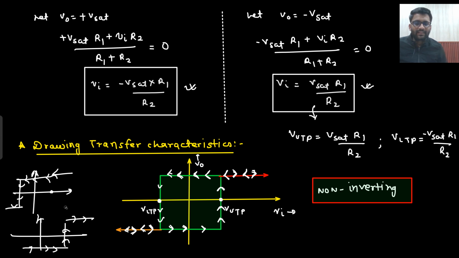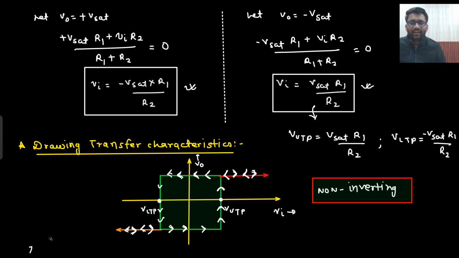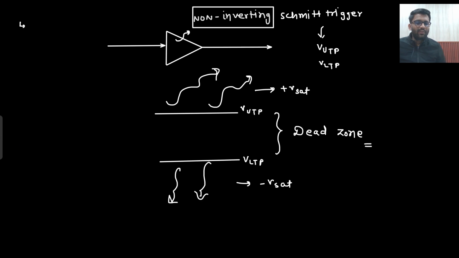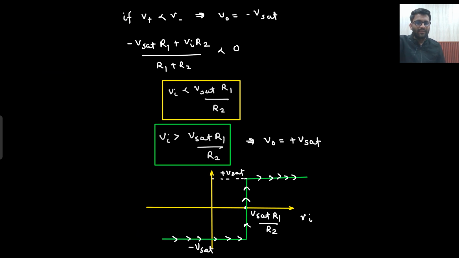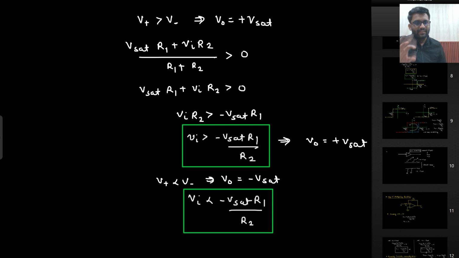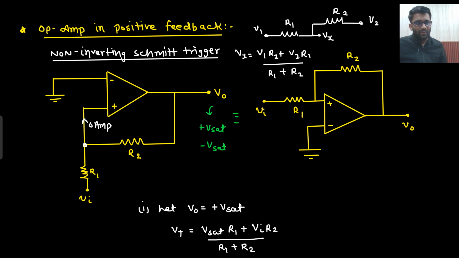There is a very high chance that in the examination they will ask you this characteristic directly, so you will not do this kind of analysis there. If there is a complex circuit, then you can do the analysis as well, and it will not take much time. Assume the output is plus V sat, then find the condition at which you go towards minus V sat. Assume the output is minus V sat, then find the condition at which you go towards plus V sat. That's it, you will get the characteristics.